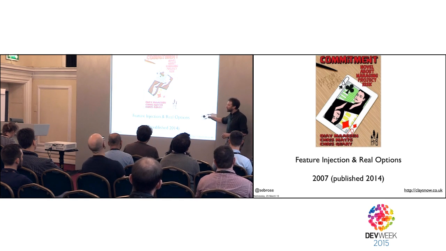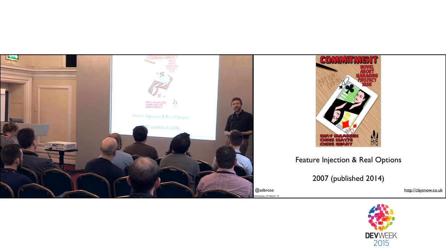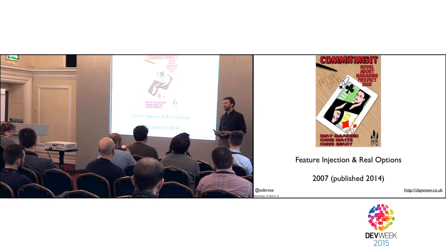And the two terms that he came up with were feature injection, which is essentially about delaying putting things into the product until it's been shown that you need it, and real options, which is trying to model some of those decision makings in terms of the financial market. And so options are basically, you have a choice to do something. And the idea about an option is that it gives you some flexibility.